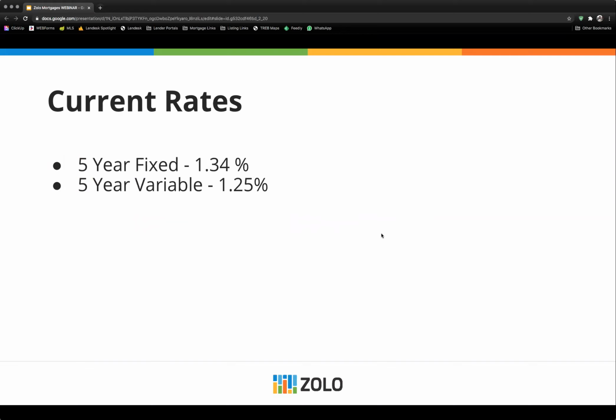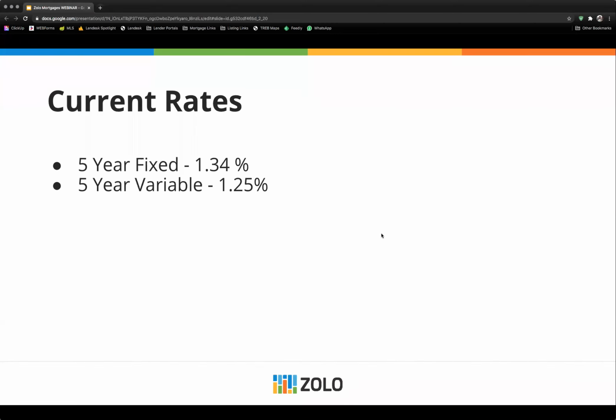I'll get into that later, but let me hop into the current rates because I think this is really important for you to share with your current buyer leads. We are extremely aggressive with our rates currently. On the A side and on the alternate side, the rates are literally at a historical low. On a 5-year fixed, we're doing 1.34%. That's literally free money. On a 5-year variable, we're at 1.25%.